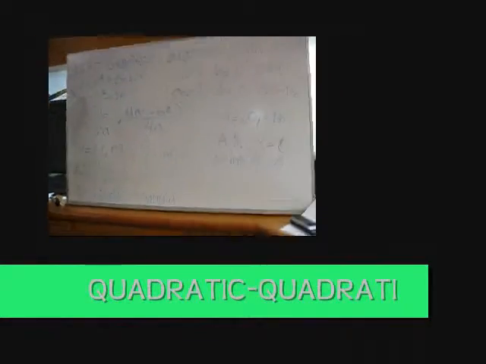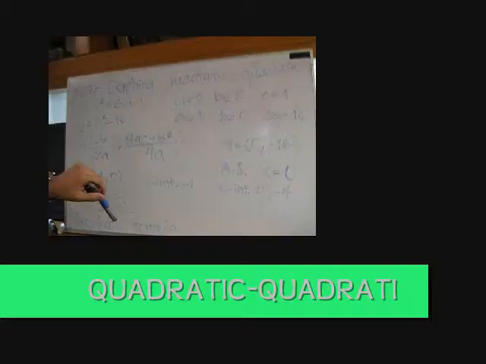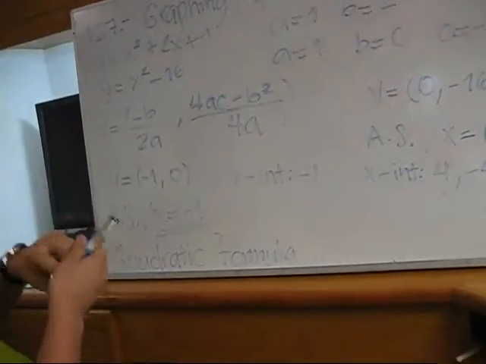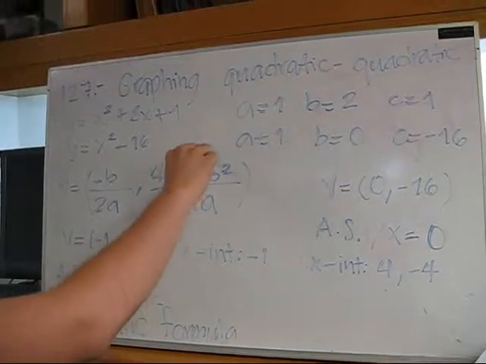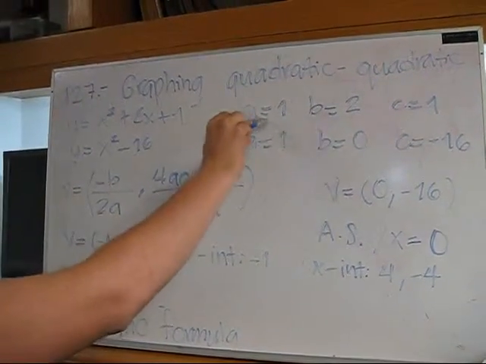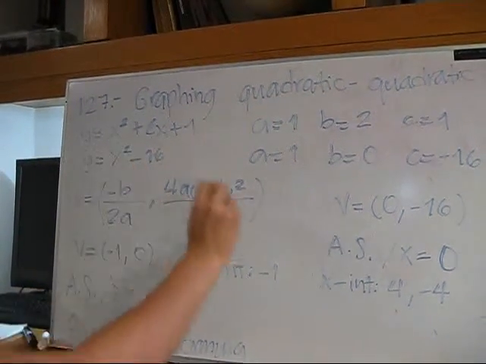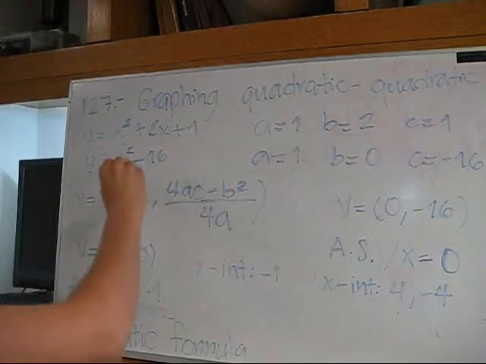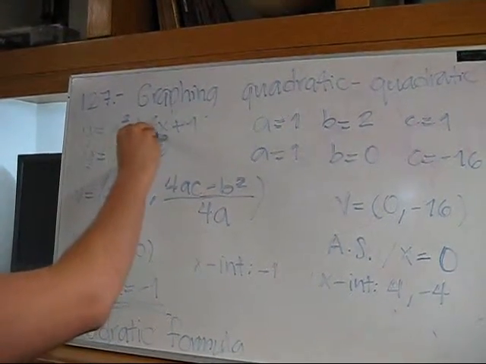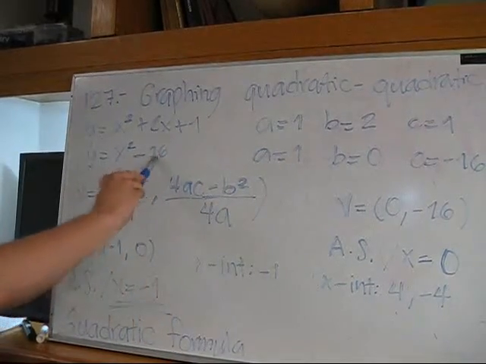You have two equations: y is equal to x squared plus 2x plus 1, and y is equal to x squared minus 16. You have to find the values of a, b, and c. In the first equation, a is equal to 1, b is equal to 2, c is equal to 1. In the other one, a is equal to 1, b is equal to 0, as we don't have an x value, and c is equal to negative 16.